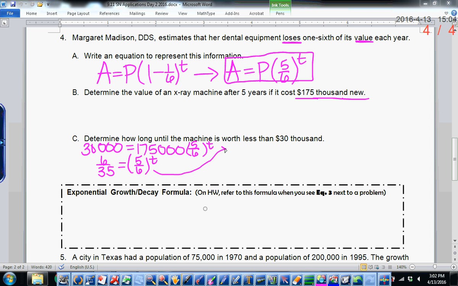All right, we're solving for an exponent, which means we need to rewrite as a log. So log base 5/6 of 6 over 35 equals T. All right, please use your change of base formula. Be careful with your parentheses. And let's round to the nearest thousandth of a year.